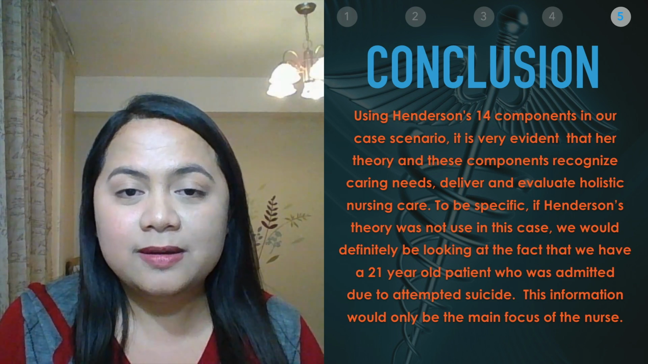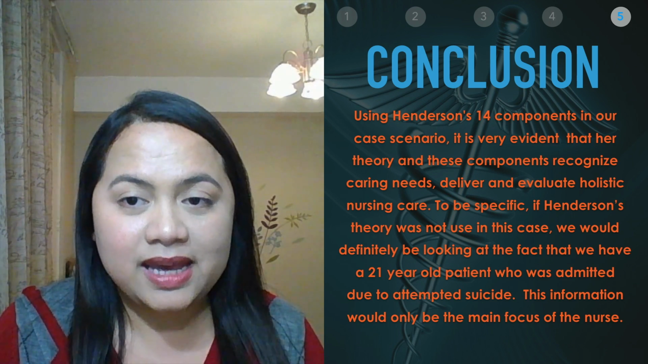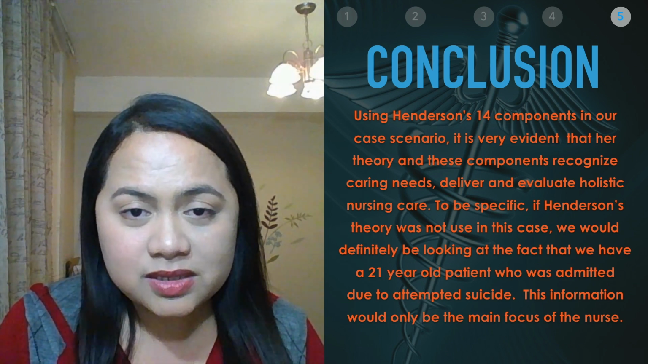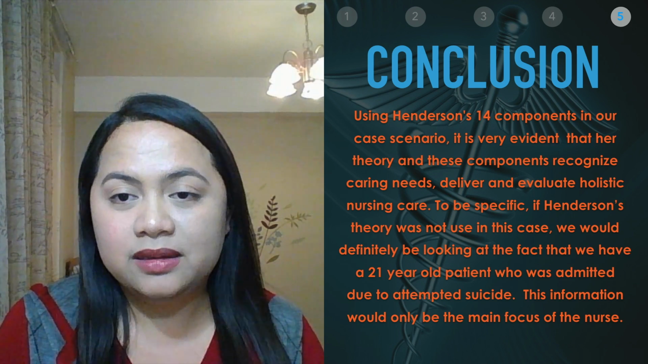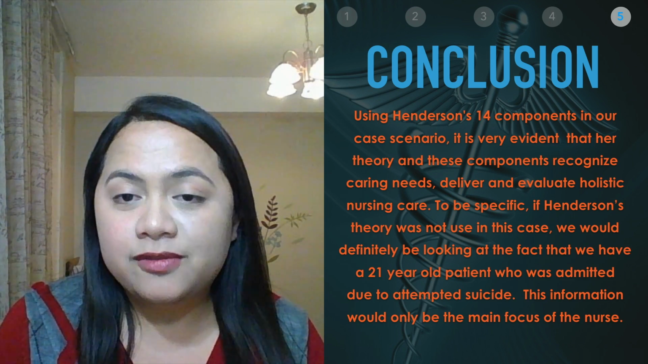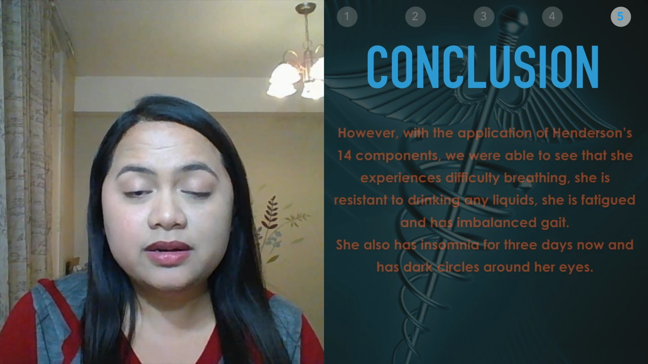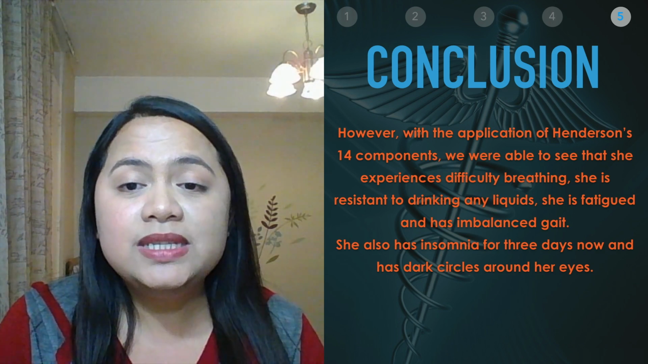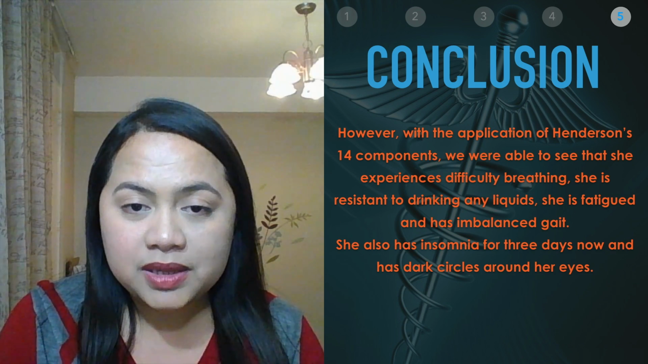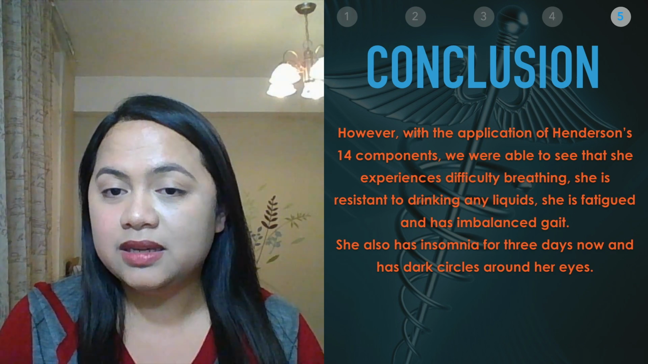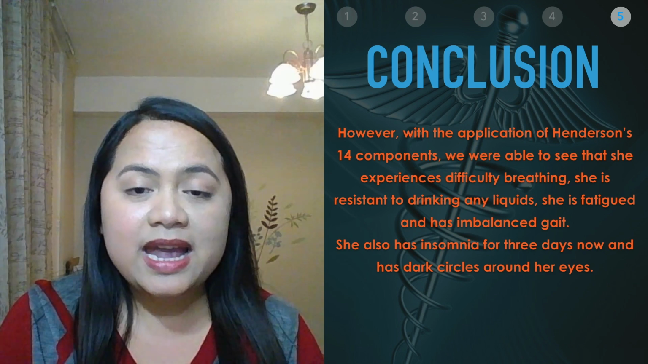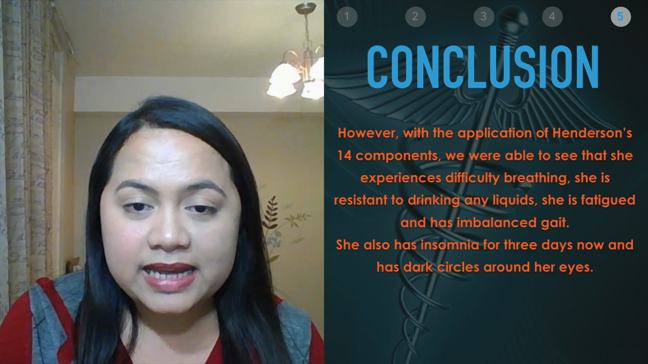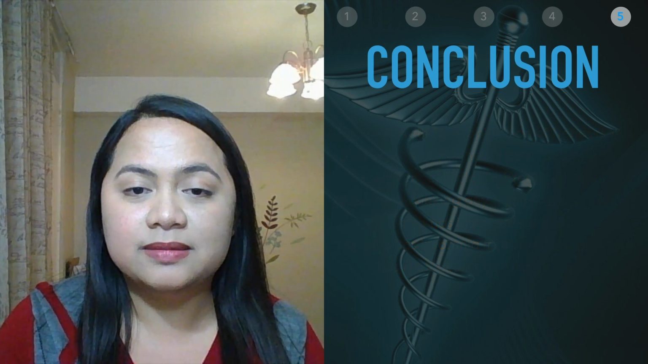To be specific, if Henderson's theory was not used in this case, we would definitely be looking at the fact that we have a 21-year-old patient who was admitted due to attempted suicide. This information would be the only main focus of the nurse. However, with the application of Henderson's 14 components, we were able to see that she experiences difficulty breathing, she is resistant to drinking any liquids, she is fatigued, and has imbalanced gait. She also has insomnia for 3 days now and has dark circles around her eyes.